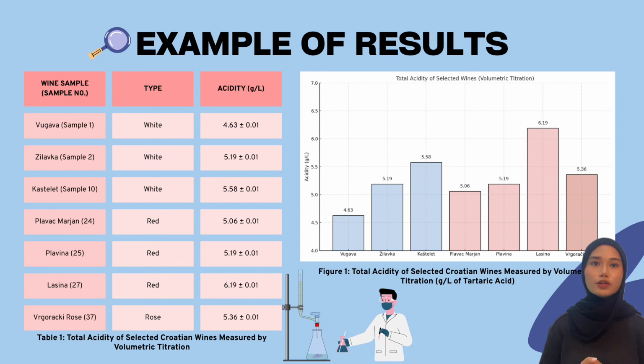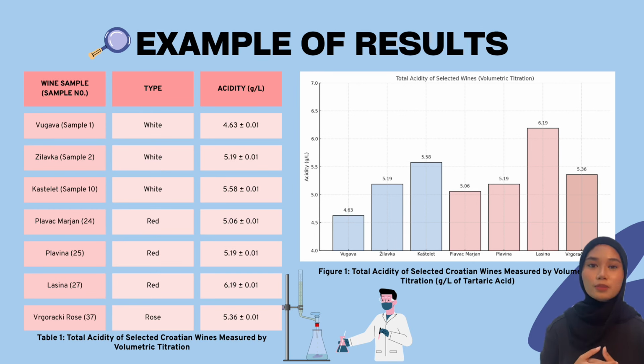The rose wine, Volumetric Rose, measured at 5.36 grams per liter, placing it between the white and red wines in terms of acidity. To make the differences easier to compare, here's a bar chart showing the same results. White wines are colored in blue, red wines in red, and the rose in purple. We can see that while white wines like Castellet and Zilaka have relatively high acidity, the red wine Lacina actually exceeds them all.